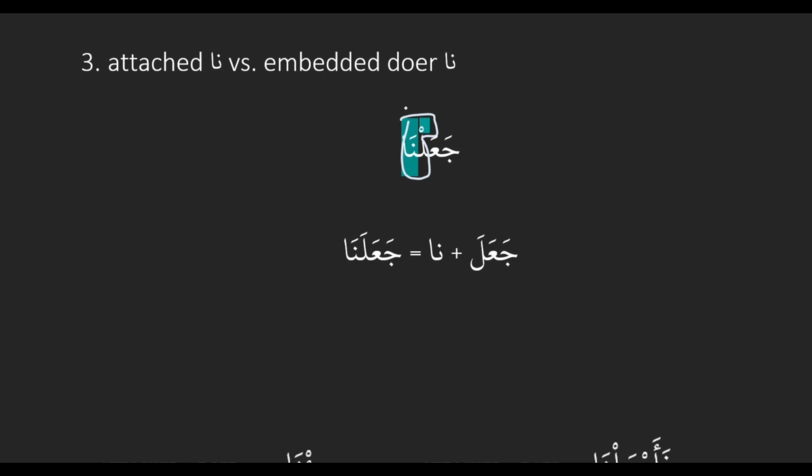And that's how you're going to tell the difference between an attached pronoun na and an ending indicator na, right? So you're just going to look at the letter before. If it has a sukoon on it, then it's a what? It's an embedded doer. And if it doesn't have a sukoon before it, then it's an attached pronoun, right? So here we see ja'alna, we have our sukoon and our na, as opposed to ja'ala, that's just our base he form. With an attached pronoun na, that's ja'alana.